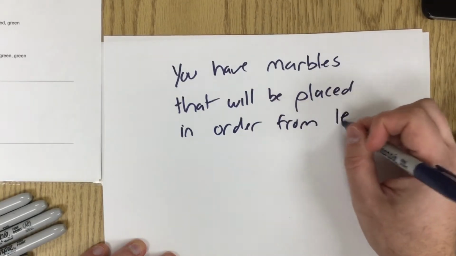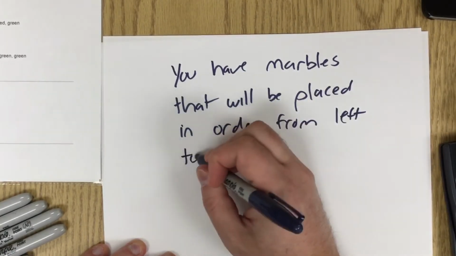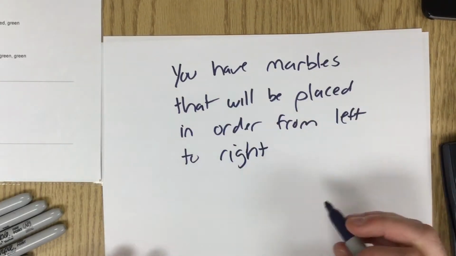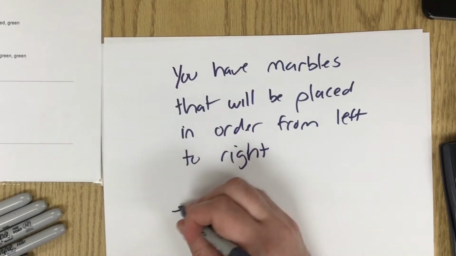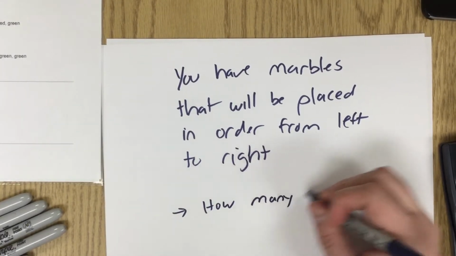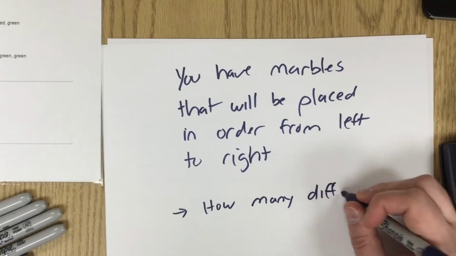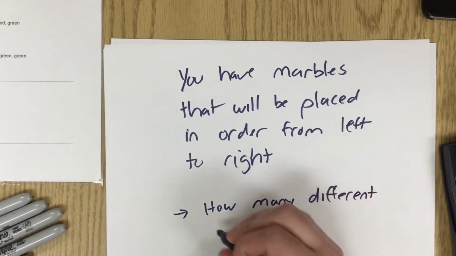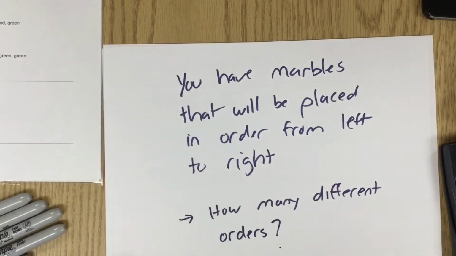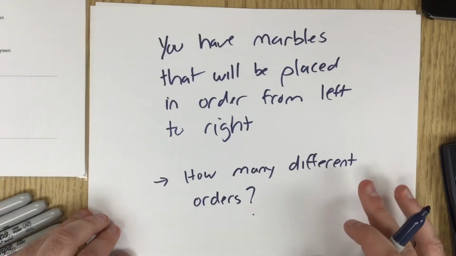From left to right. And the question is always going to be how many different orders. And what I'm going to change is the number of marbles, and the color of the marbles. And we're going to assume that marbles of the same color are identical.